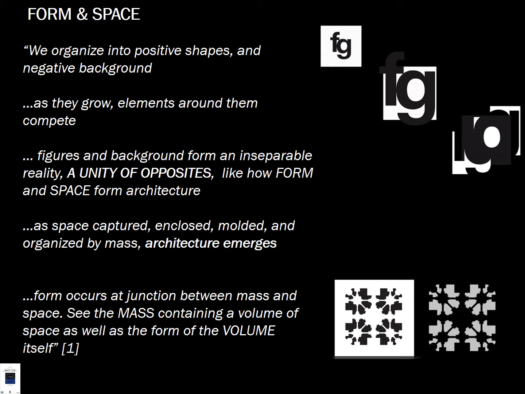So firstly, form and space. We organize in the positive shapes and negative backgrounds, and then we grow elements around them. And so the background and the foreground is a unity of opposites. So you think of both the positive and negative space. And form occurs at the junction between mass and space. See the mass containing a volume of space as well as the form of the volume itself.